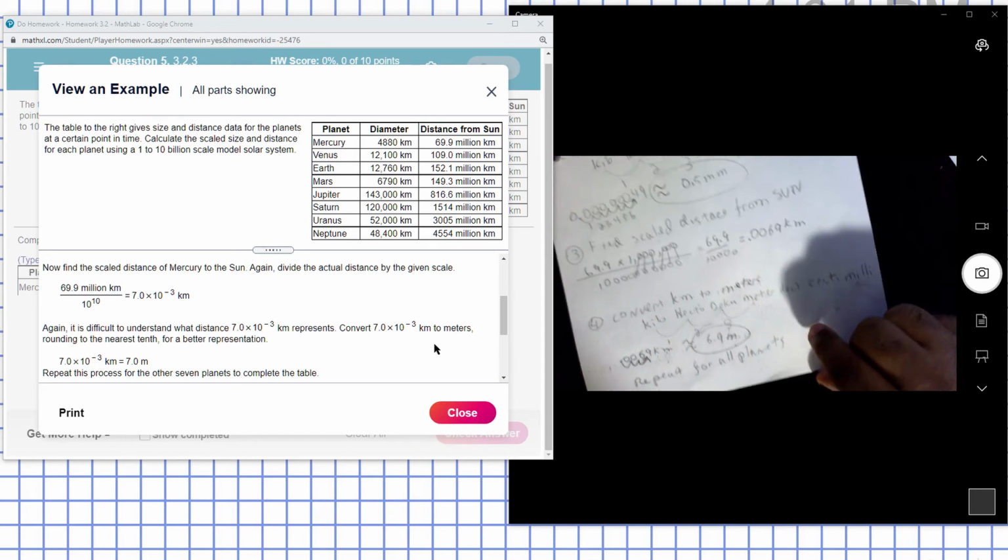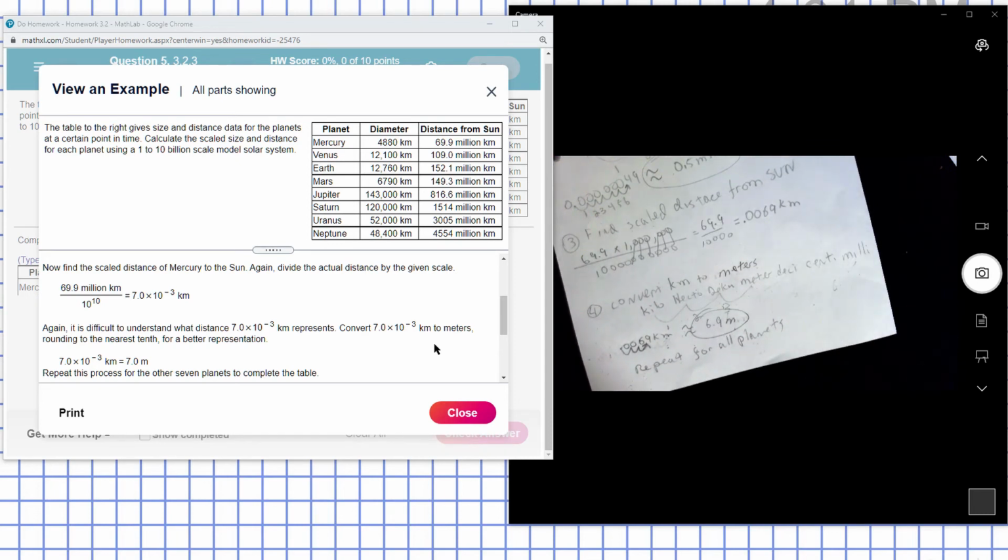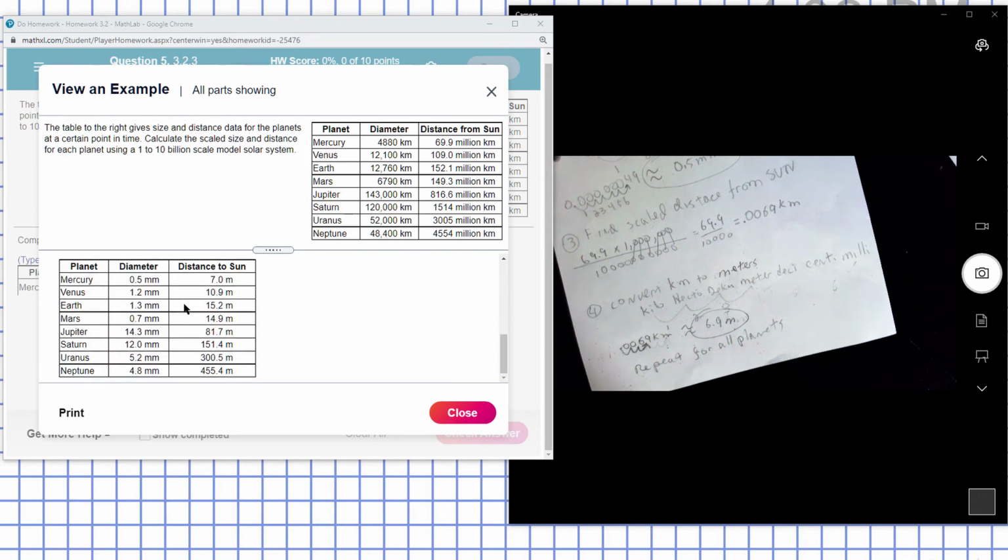We end up repeating that for each one of those. And our table looks something like this. And that's all there is to it.